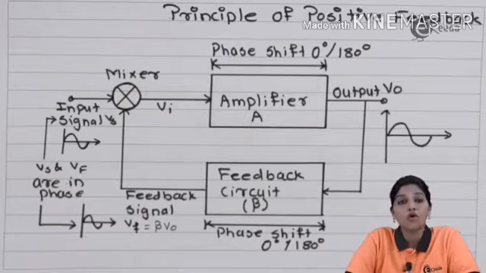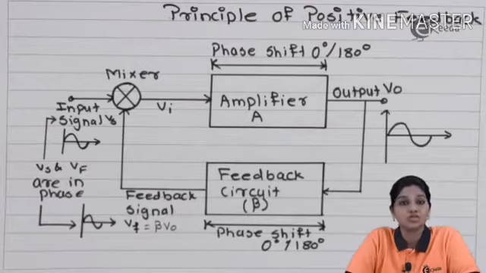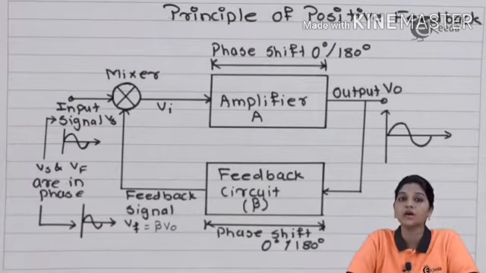Therefore, in order to obtain positive feedback, it is very important that the input and output are required to be in phase with respect to each other. That's why the feedback network is required to be used in such a way that it will also introduce a phase shift of 180 degrees, so that the total phase shift around the loop becomes 0 degrees, and the feedback signal and input signal become in phase with respect to each other.